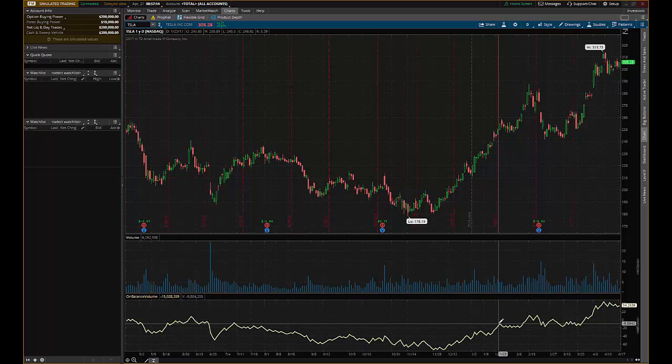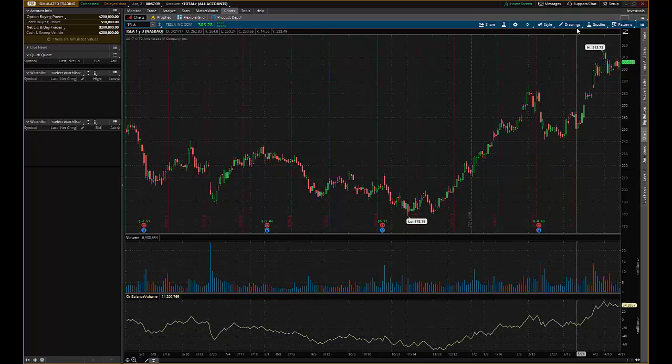And this can help you see where the smart money is going. If you see the stock is staying at the same price, but the on-balance volume is going down, you can bet institutional investors are selling while the less sophisticated investors are buying. And this could be a good indication that the stock is actually going to eventually catch up to that and go down.